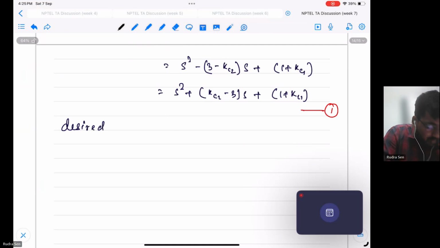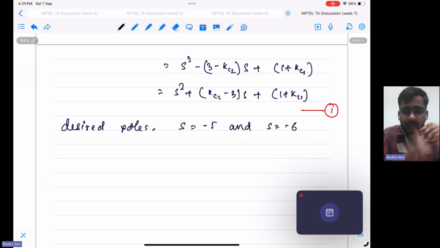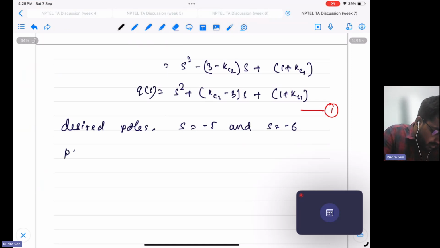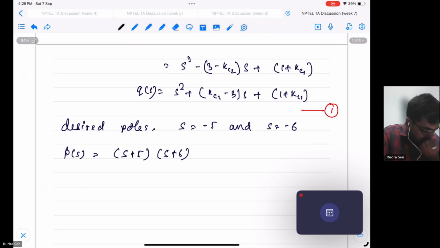Desired poles: s = -5 and s = -6. These two are the desired poles. Therefore the desired characteristic equation, let's say this is Q(s), is (s + 5)(s + 6), which is s² + 11s + 30.